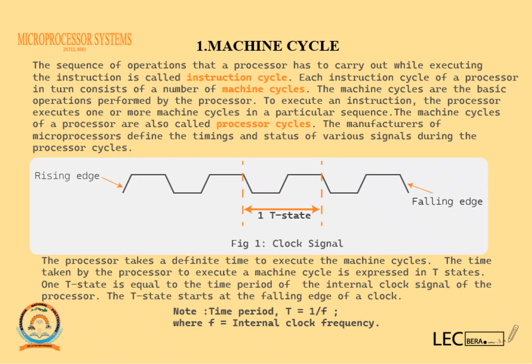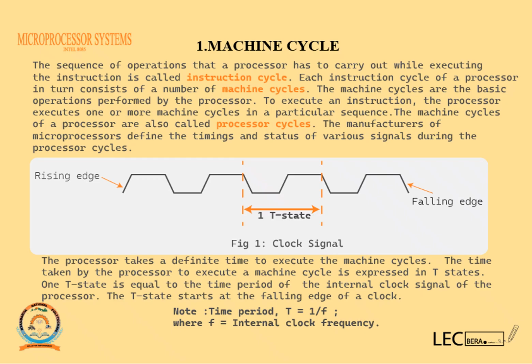Anytime the microprocessor is carrying out a task, that task is broken down into subtasks. What I'm trying to say is that a microprocessor will always follow some small steps to complete a task. So the sequence of operations that a processor has to carry out while executing an instruction is called the instruction cycle. Each instruction cycle of a processor in turn consists of a number of machine cycles. The machine cycles are the basic operations performed by the processor.